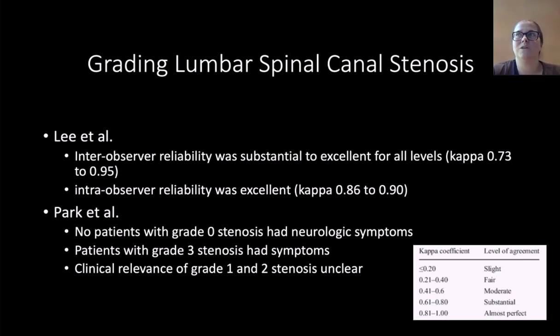Alrighty, lumbar spinal canal stenosis. The one thing I wish from the lumbar spine nomenclature 2.0, I do wish they had spent maybe a little bit more time on talking about stenosis and grading it.